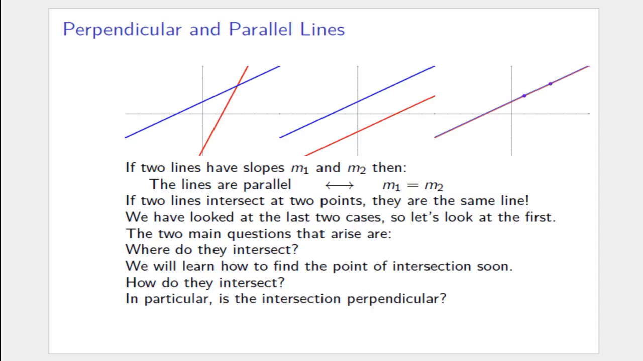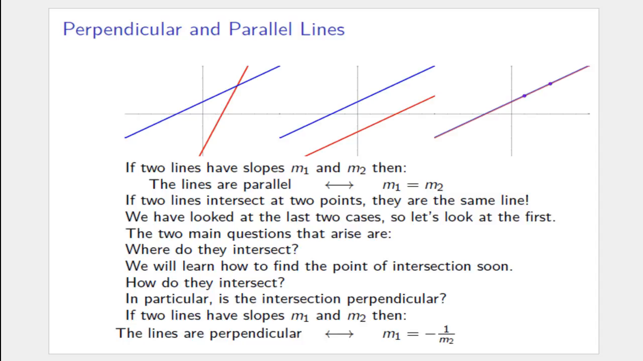And in particular, let's ask the question, is the intersection perpendicular? Remember what it means to be perpendicular. Two lines are perpendicular if they meet at a 90-degree angle. What we can find is that if two lines have slopes m1 and m2, then the lines are perpendicular if m1 is the negative reciprocal of m2, or -1 over m2.